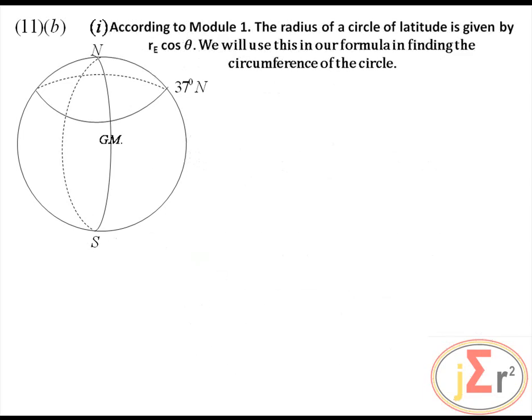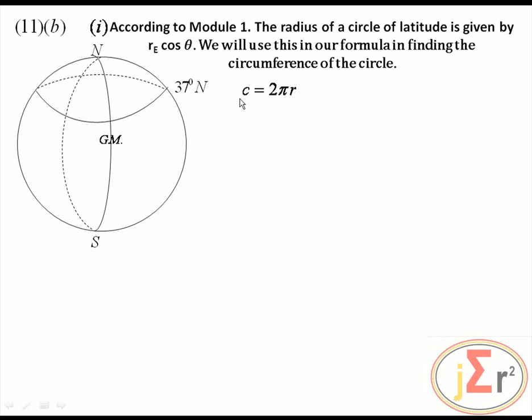So, according to module 1, the radius of a circle of latitude is given by Re cos theta. Of course, Re is the radius of the earth and theta is the angle of latitude. So we will use this in our formula in finding the circumference of the circle. So we have C is equal to 2 pi r. We know pi is 3.14 and r is the radius of the circle of latitude, which is the radius of the earth times cosine of the angle of latitude.